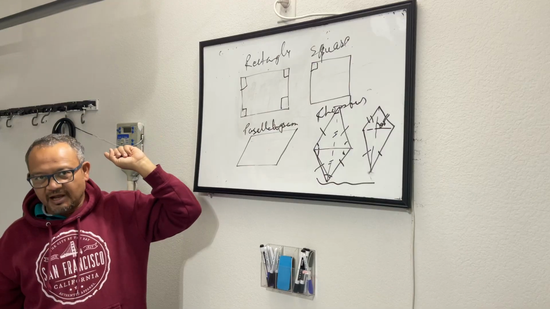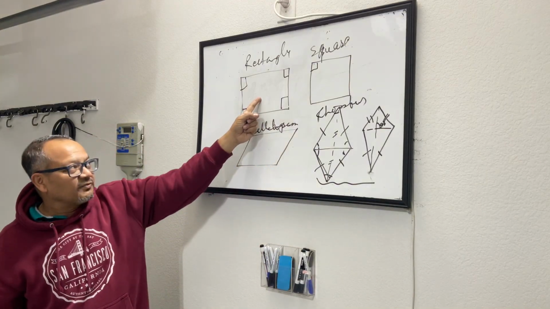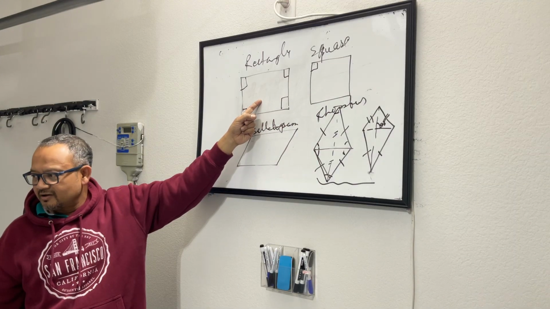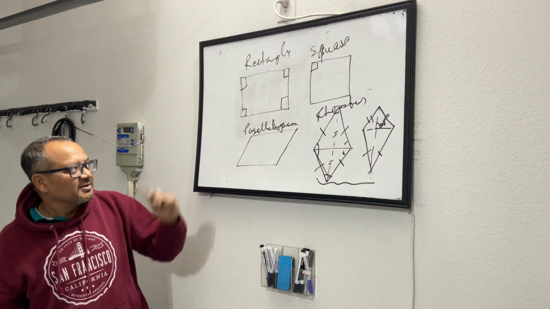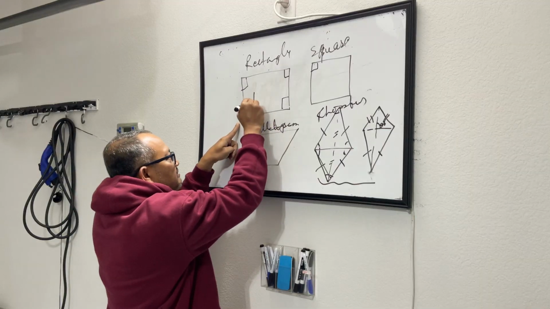I know I might sound kiddish, but this is part of the journey. If I have to find out the area of a rectangle, it's length times width, you know it. That's why I was calling it kiddish, but we relate to that. So length times width is the area of this one.